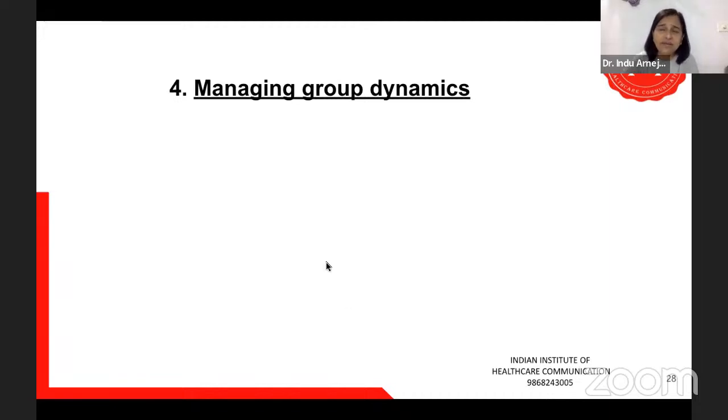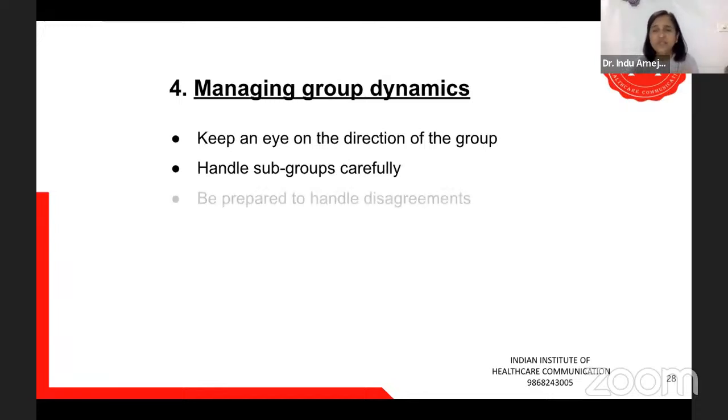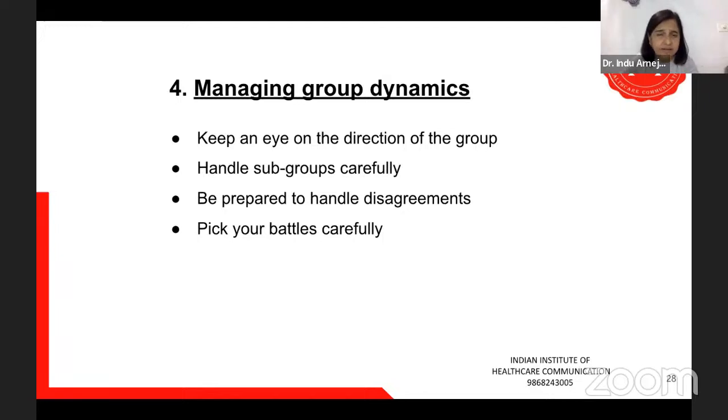Another important skill that will help you is managing group dynamics. A lot of the time you will see the group can get divided into subgroups. So keep an eye on the direction of the group and handle subgroups carefully, because if you're not able to manage, there's a possibility that the whole program can go haywire. Then there can be disagreement. Very smartly, we have to learn to handle those disagreements without getting personally affected by them, but also controlling the situation as a seasoned facilitator.